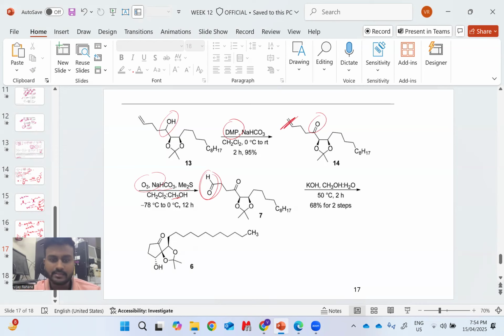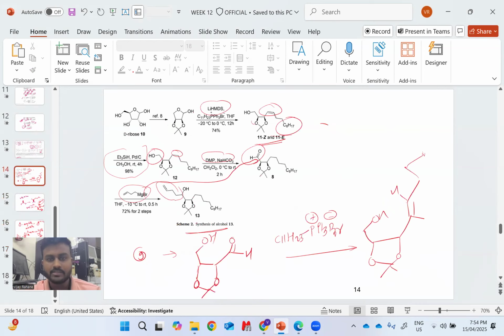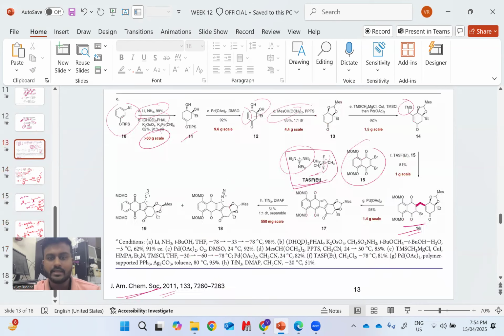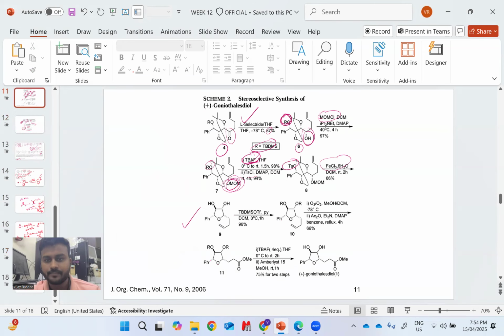But there was an earlier example that we have seen. So I will go back to that example. In that case, it was not stopped at the aldehyde stage. So where is the example?